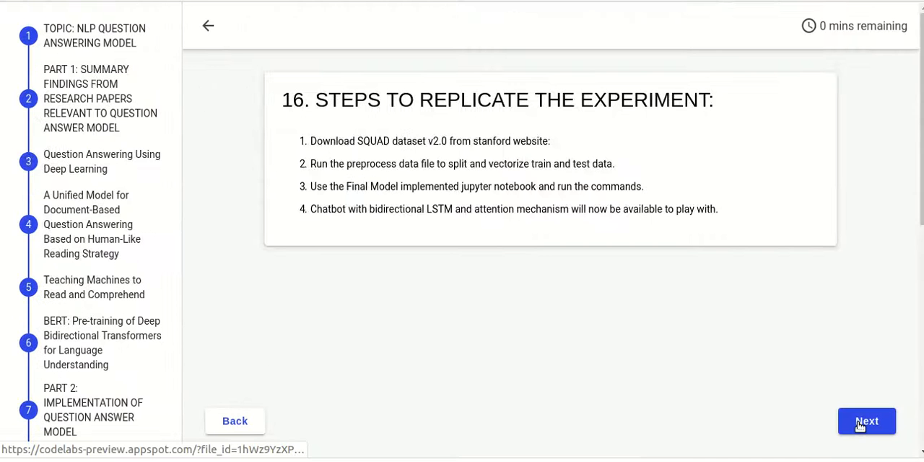We have also given you the steps to replicate the experiment, so that you can also visualize the model, how it goes about, and get a clear picture. So here is the end of this experiment.